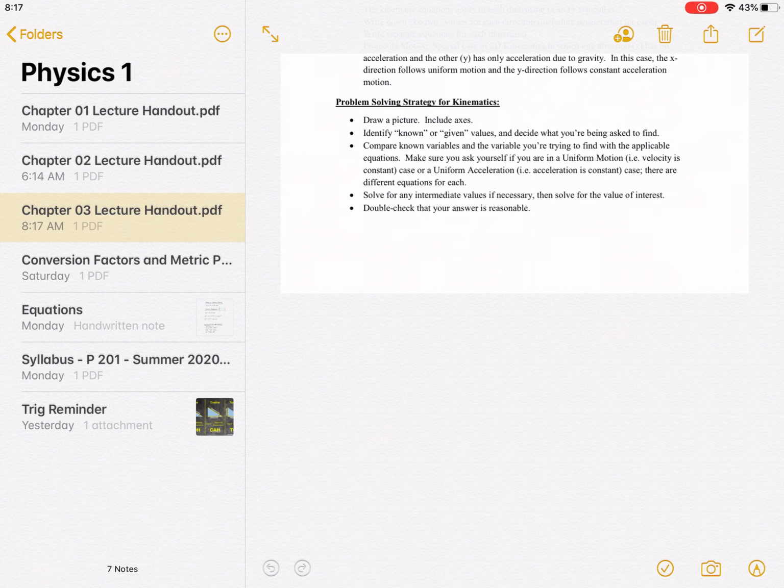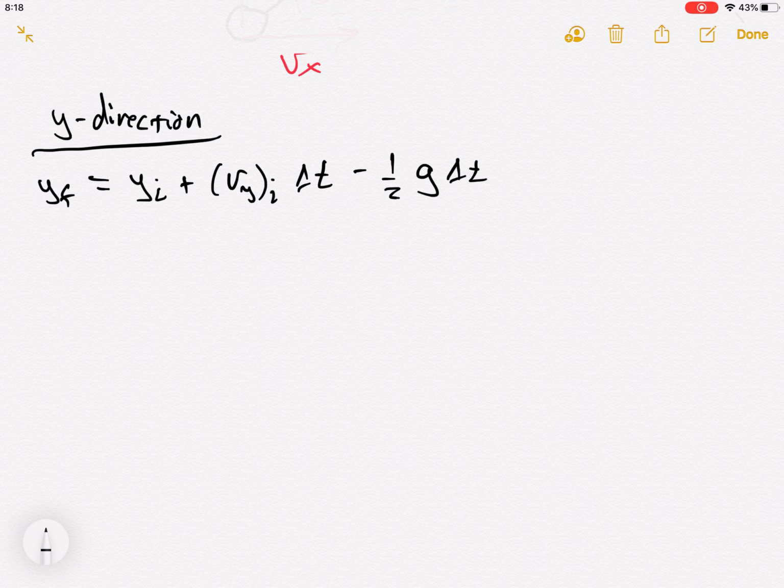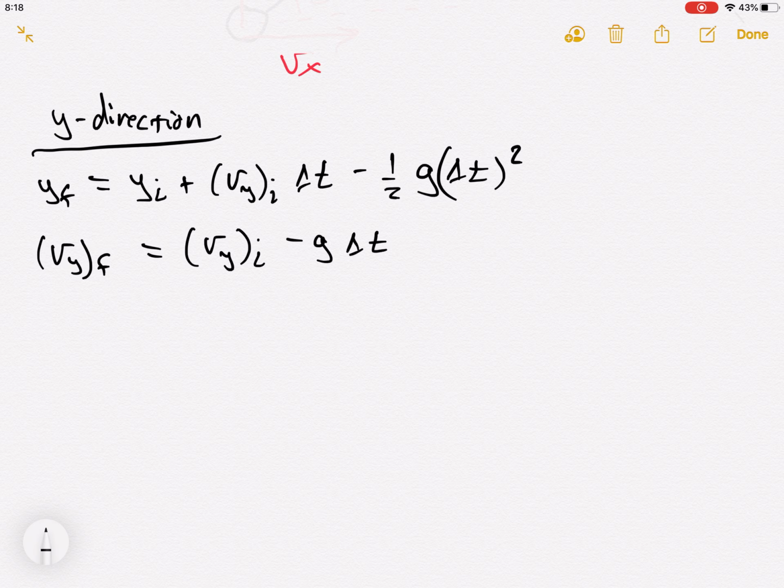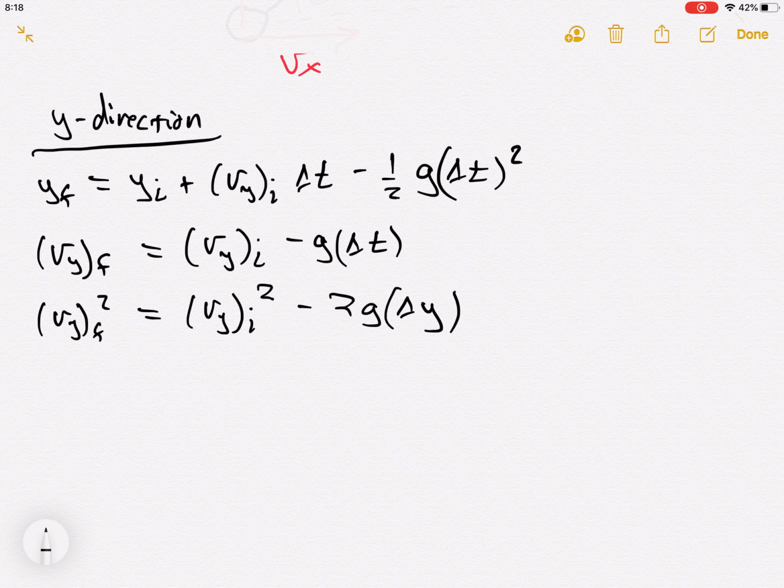So in the y direction, let's use a different color. In the y direction, I have y final equals y initial plus vy initial delta t minus half g delta t squared. I have vy final equals Vy initial minus g delta t, and Vy final squared equals Vy initial squared minus 2g delta y. So those are my three equations in the y direction.